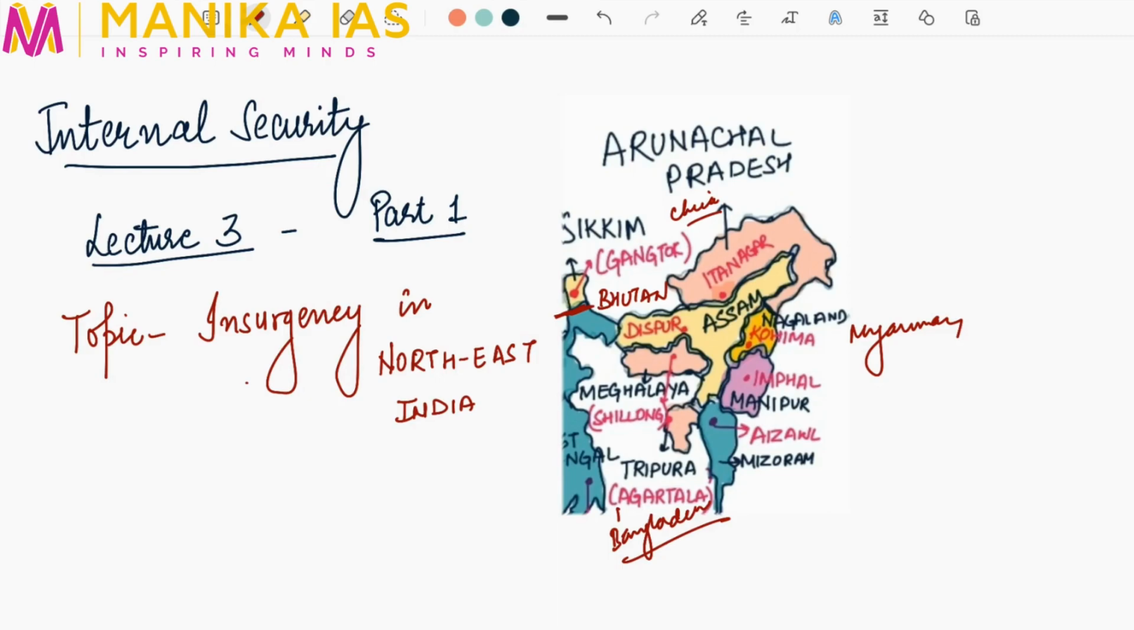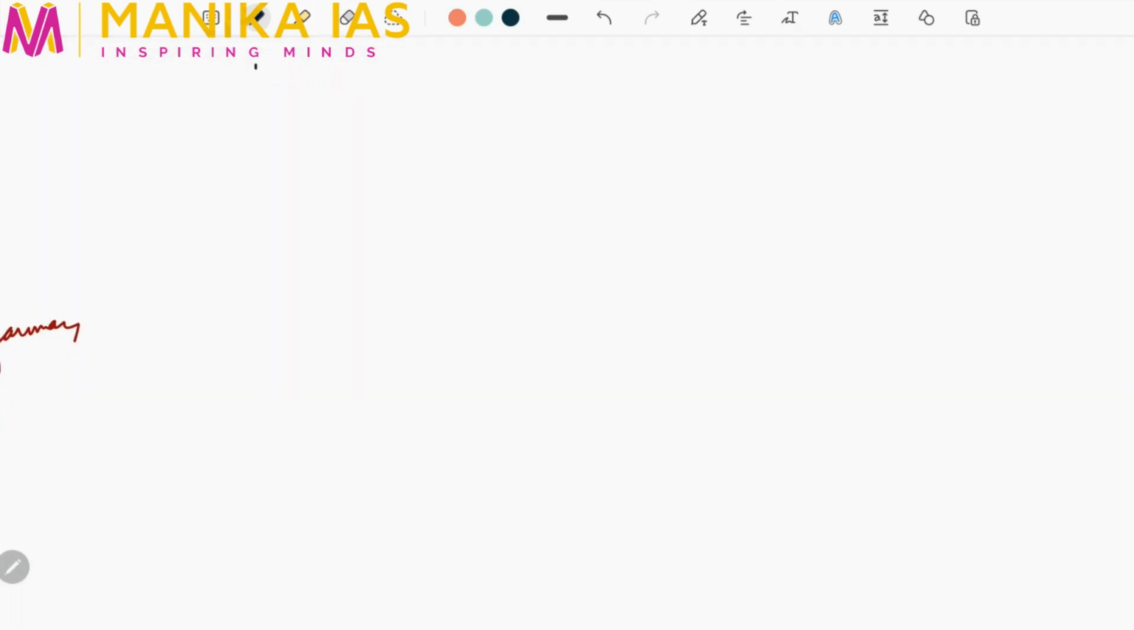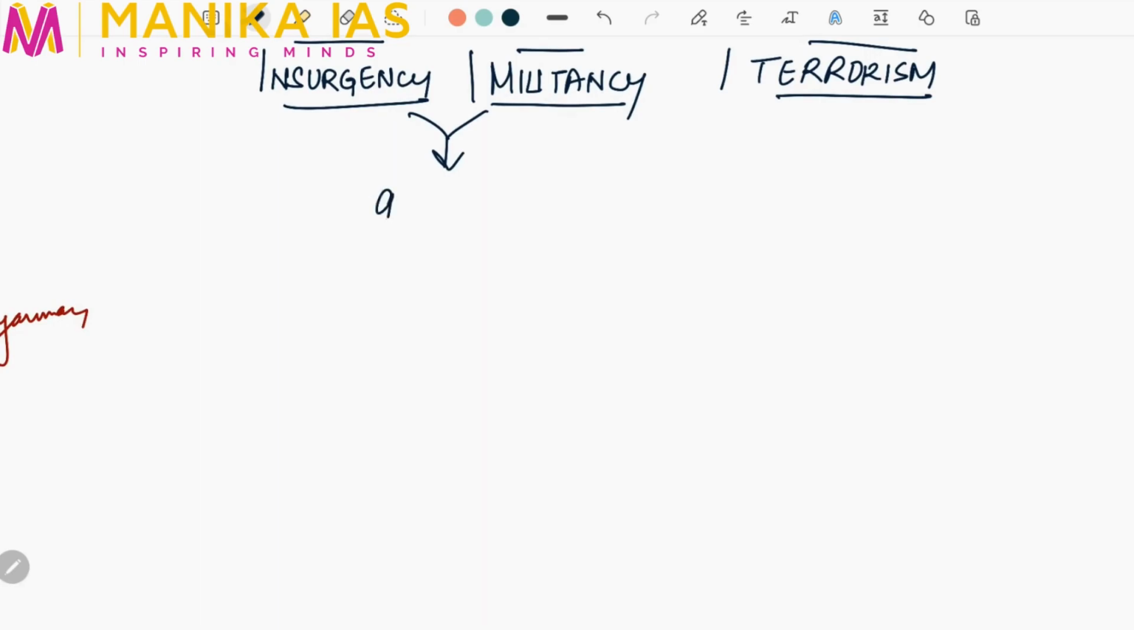Now let's understand the meaning of the term insurgency. When you are reading internal security, you will come across three terms. These are insurgency, militancy, and terrorism. Let us understand these three terms before we proceed further. Insurgency and militancy both aim at gaining sovereign and political powers. They want control over the state. As we saw in the previous lecture also, they want political gain, they want control over the state. This is their main aim.